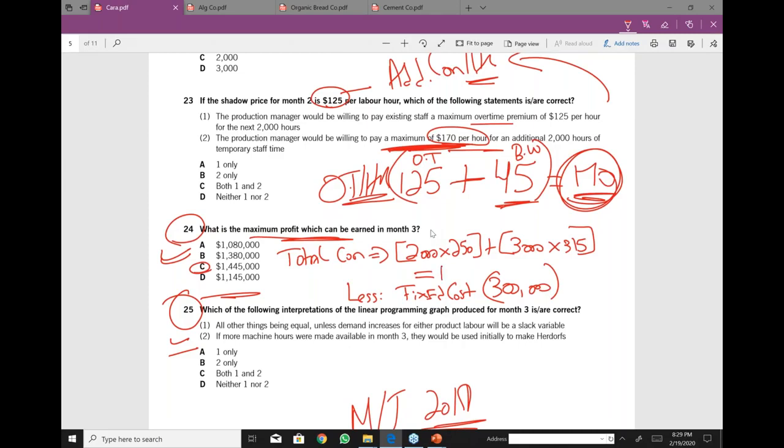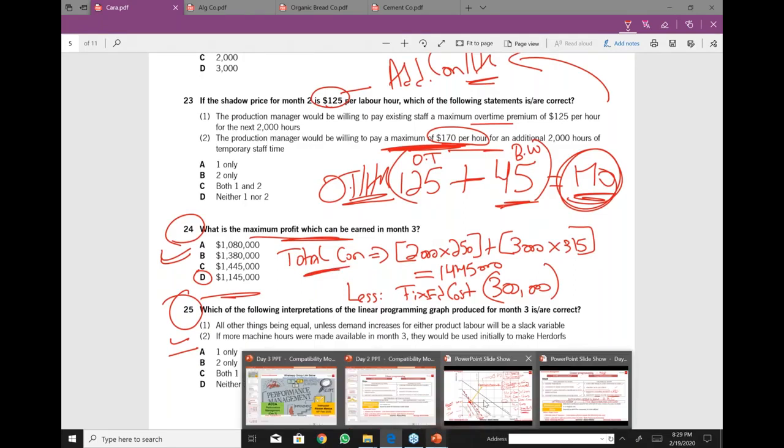So this is my contribution, 1,445,000, and I will deduct the fixed cost and will get the profit answer of, sorry, I just chose the wrong option. 1145. Yeah, D is the answer, 1145, and this is the answer of profit. Now let's quickly answer few questions of certain students.